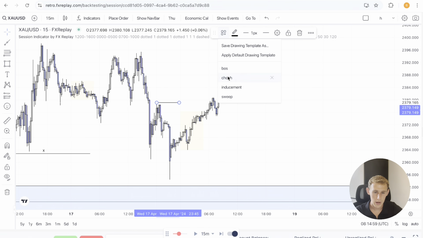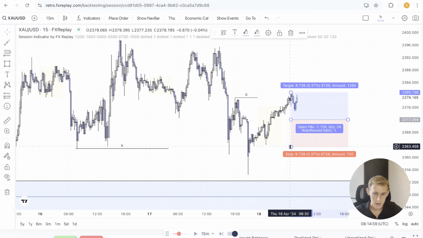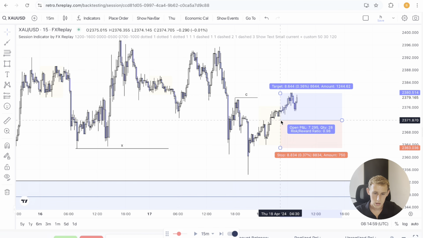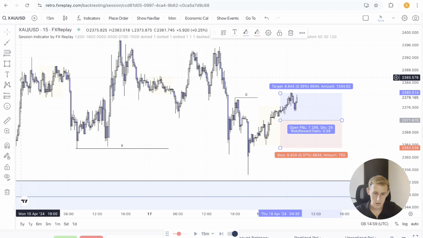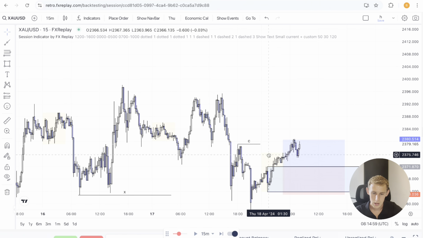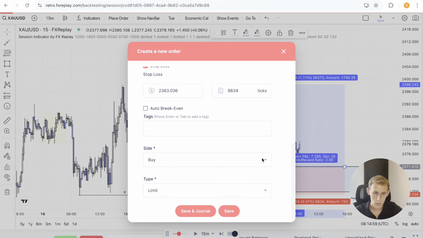Yeah, there we go. So we've got another change of character after the lows were swept. We've got an area of demand right here. So I'm going to enter this, like this. So this is the area of demand, by the way. And again, just going for a 1 to 3 risk to reward.